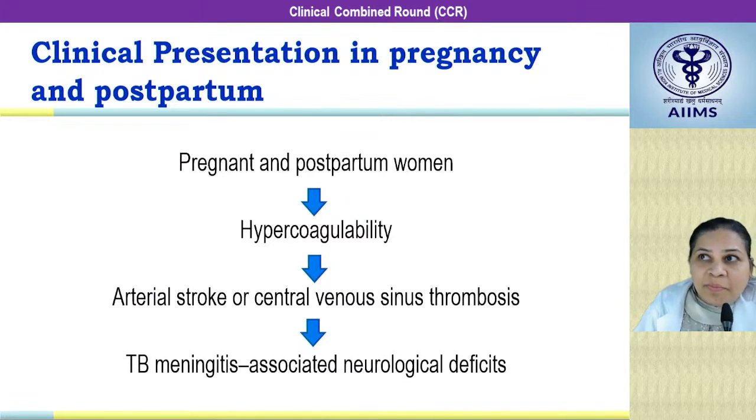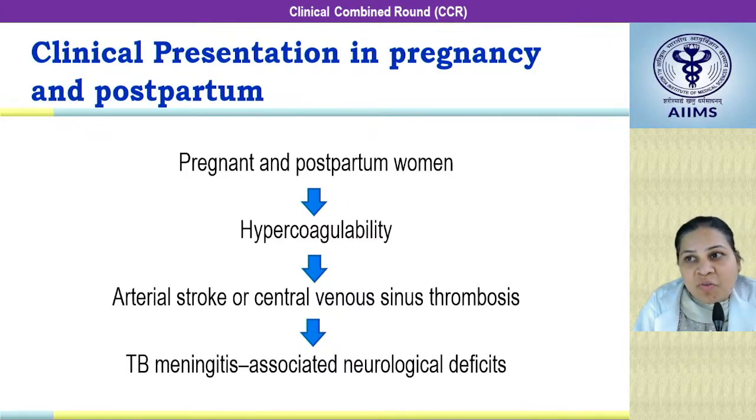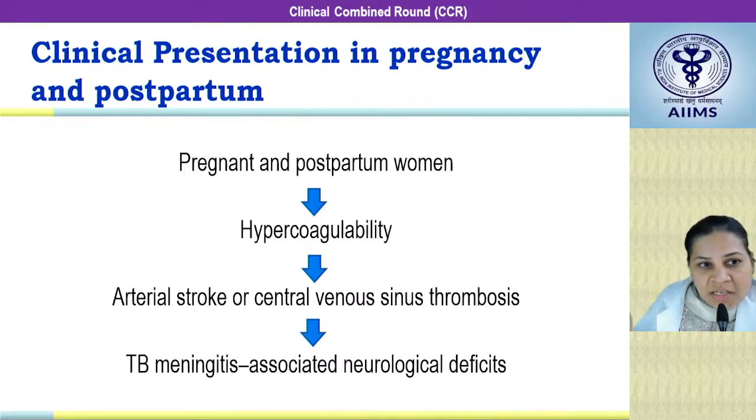Pregnant and postpartum patients have hypercoagulability. Because of this, there are increased chances of arterial strokes or cerebral venous sinus thrombosis, which lead to increased incidence of TB meningitis-associated neurological deficit, which also occurred in our case.